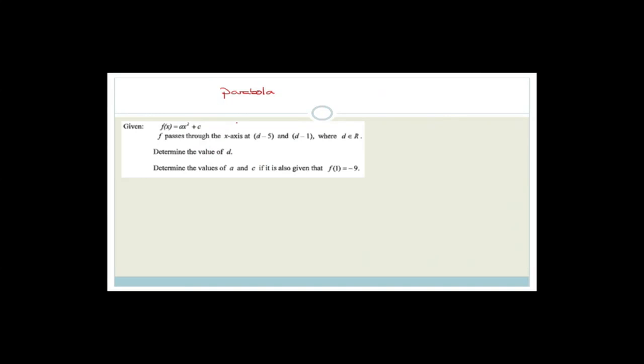Okay, so what they're saying is that we've got this parabola that may be a happy parabola or a sad parabola, but all we know is it crosses at these two points. It could look like that, or like this, or even upside down. We don't know, but we do know that one of these points might be d minus 5, and if that's the case, then the other one is going to be d minus 1. It says we want to find the value of d.